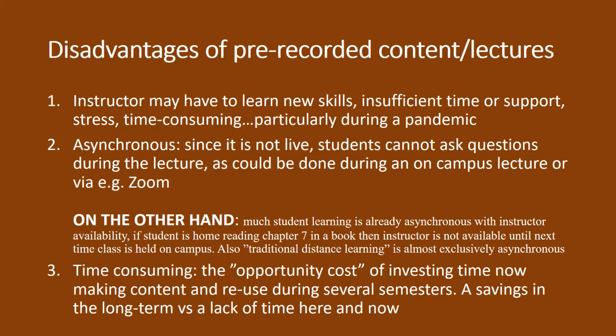On the other hand, if we think about this in a very serious but also broader way, we already know that a lot of student learning is not in conjunction with the instructor and the instructor's availability. If a student is sitting at home reading a particular chapter in a book, the instructor is not available at that time. The student won't be able to ask, hello there, professor, on page 153, 154, the book said this, but I don't quite get it. The student says that the next time there's a meeting on campus.